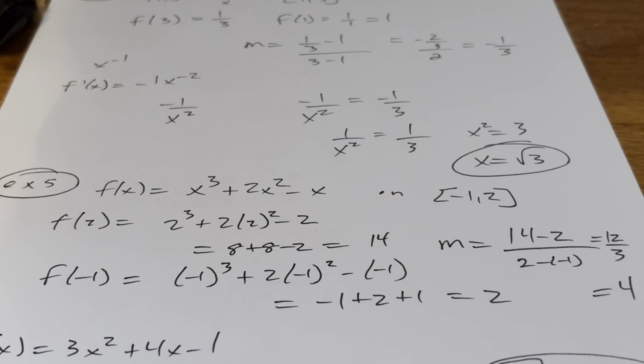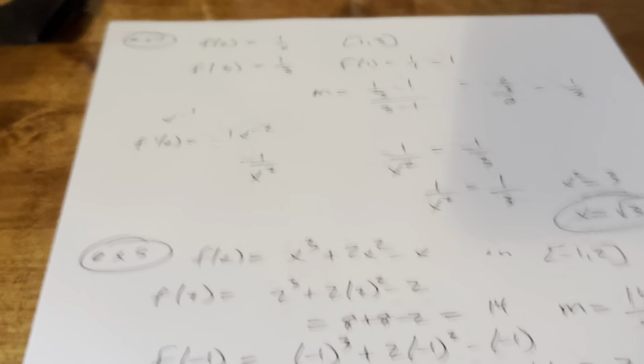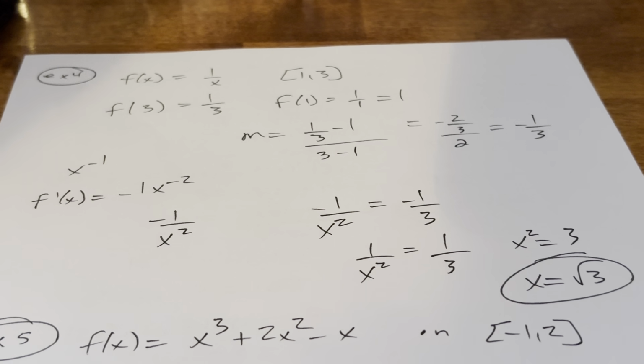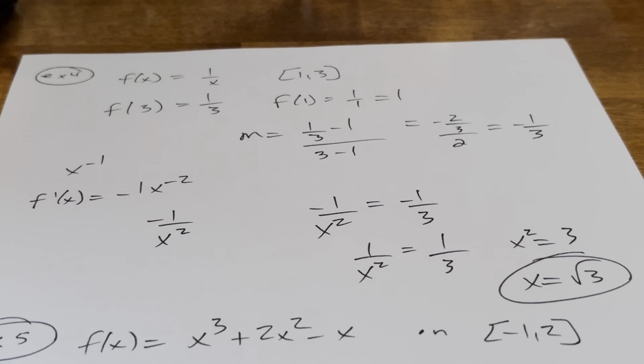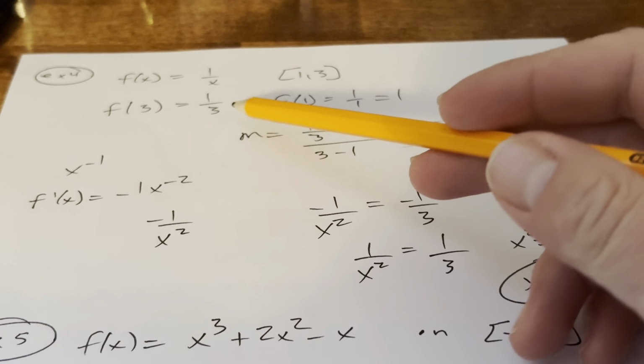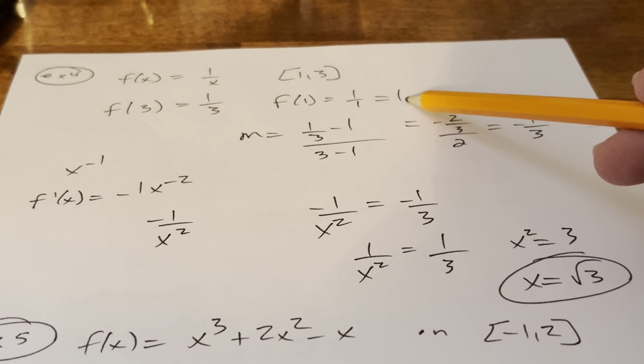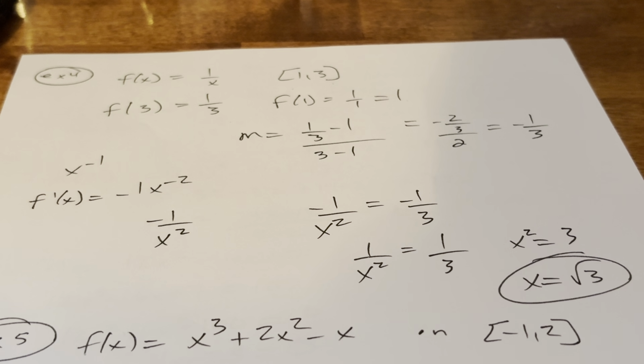All right, let's move on here. We just need to finish up this section today. So f of x is 1 over x, and your interval is 1 to 3. F of 3 is 1 over 3. All right, and then f of 1 is 1 over 1. So my slope is 1 over 3 minus 1 over 3 minus 1. Negative 2/3 over 2 is a negative 2/6, which is a negative 1/3. My slope is a negative 1/3.